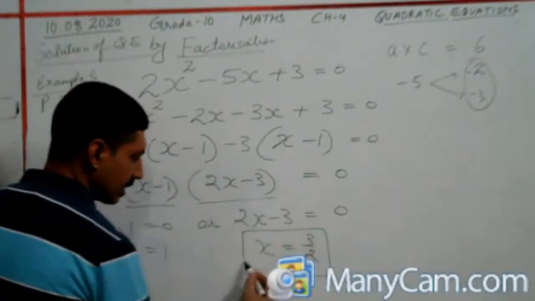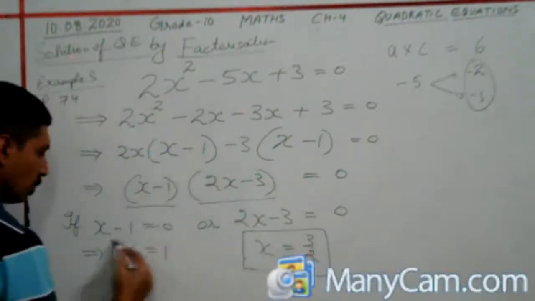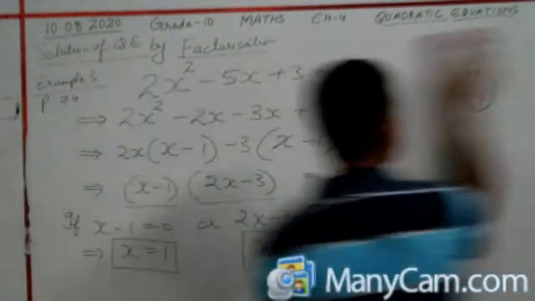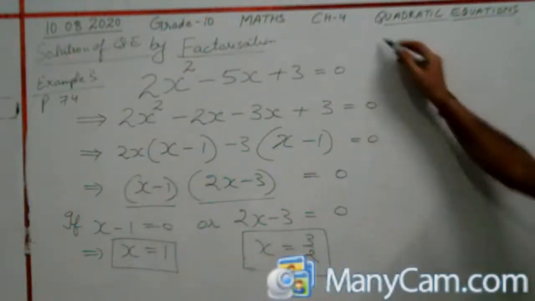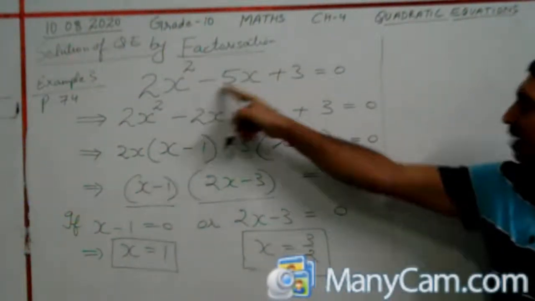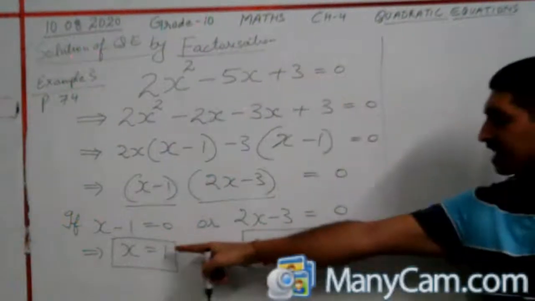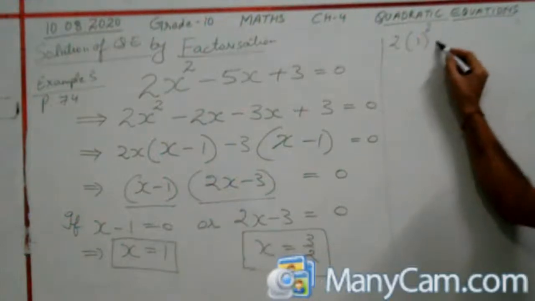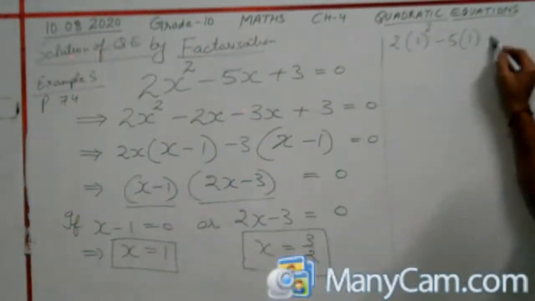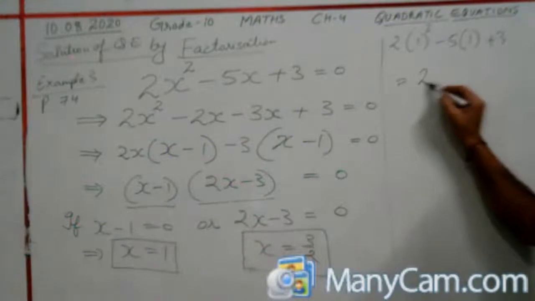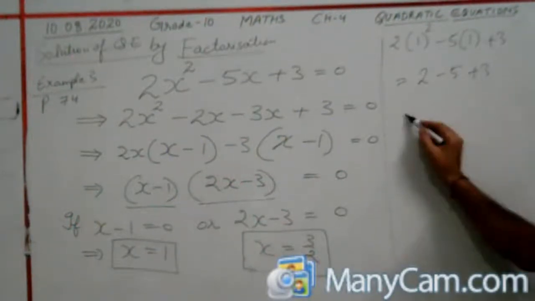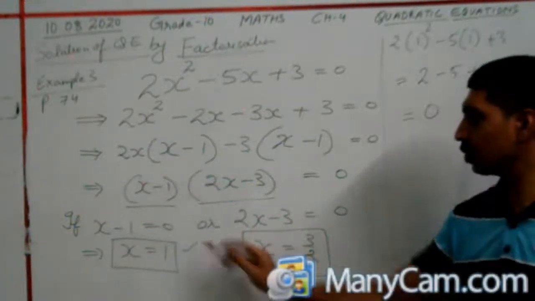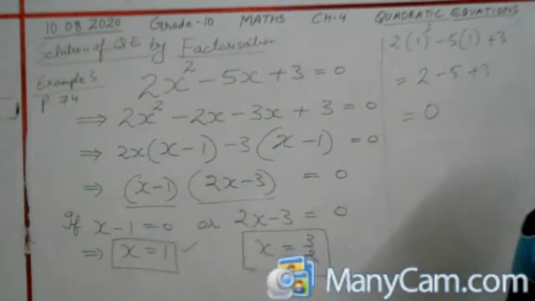These are the two roots of this quadratic equation. Now we have the quadratic equation 2x square minus 5x plus 3. Substitute the value of x as 1. So 2 into 1 square minus 5 into 1 plus 3 is 2 minus 5 plus 3, that is 5 minus 5, which is 0. So yes, 1 is a root of the quadratic equation.